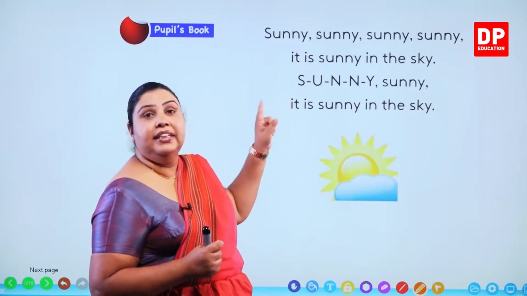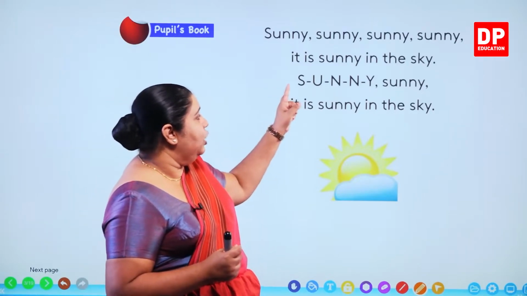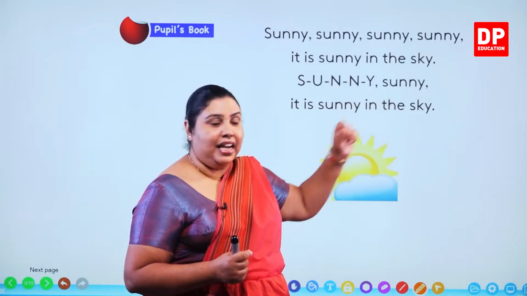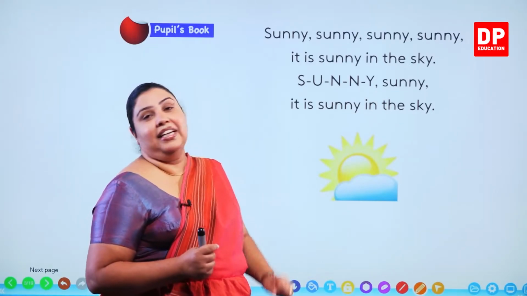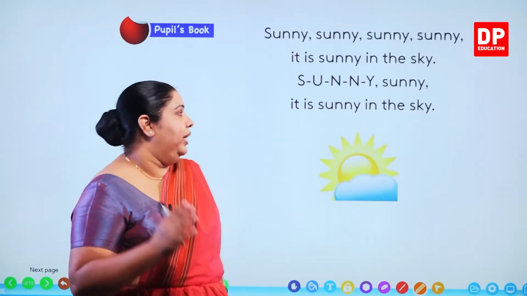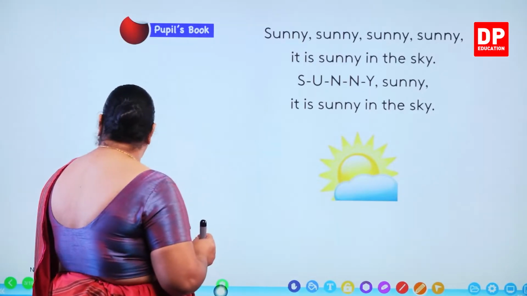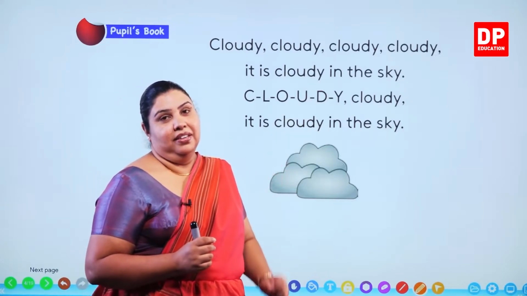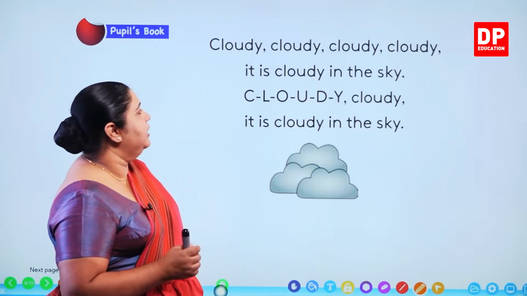And here in the third line we say S-U-N-N-Y, sunny. It is sunny in the sky. Okay. Now it is going to be the same thing in all our poems, in all our other pictures.